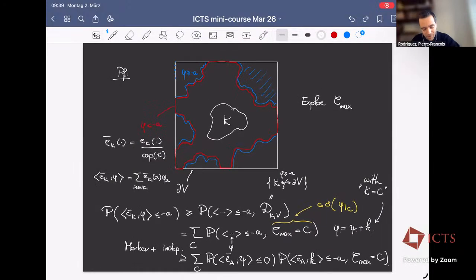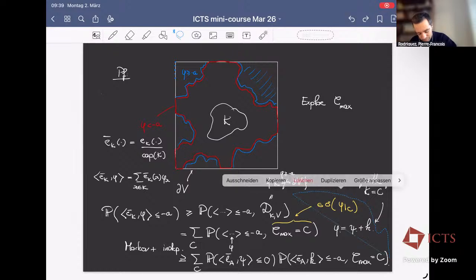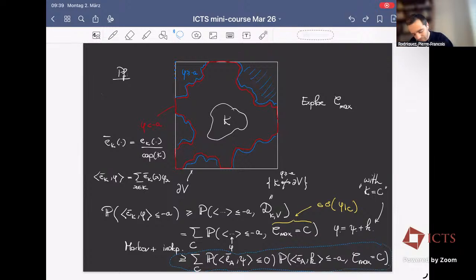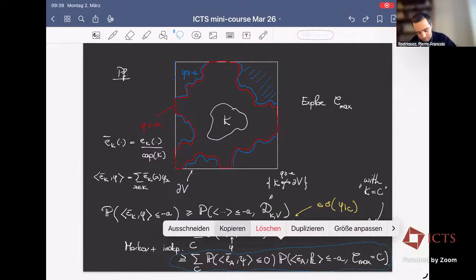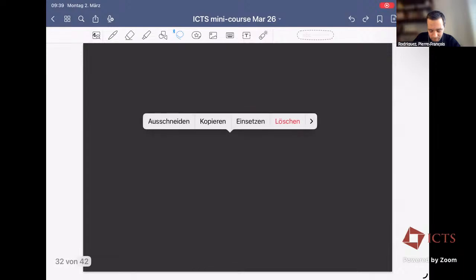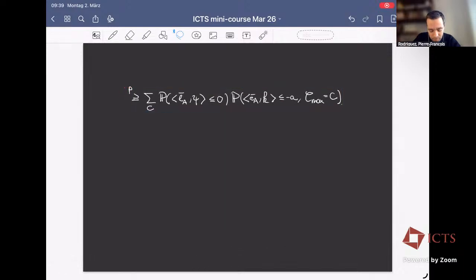I'm running out of space. You know what? I'm going to give myself a little bit of space. We're almost done. Okay, so this was my last expression.